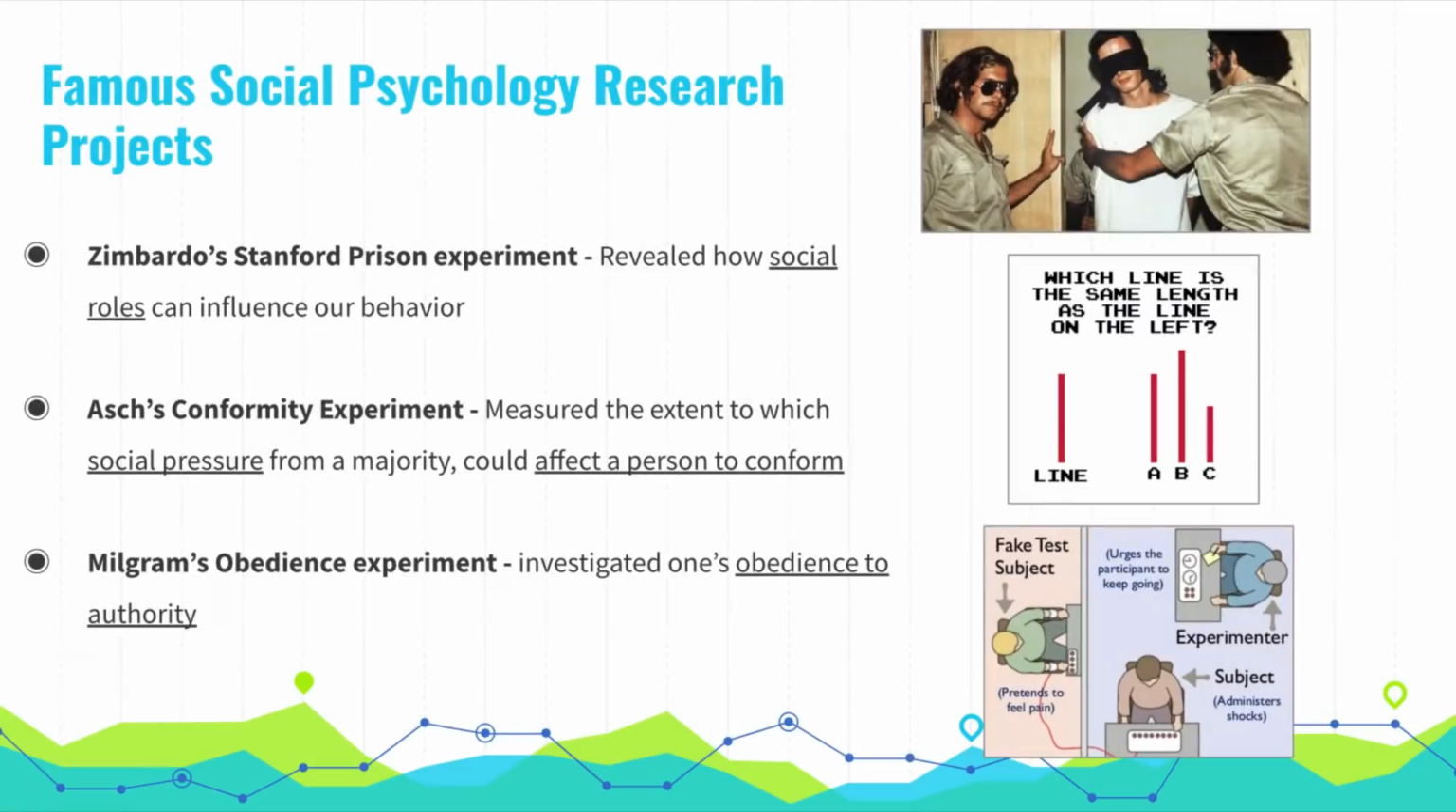Pretty simple. But before we move on, it's important to understand that 3 of the most famous research projects in psychology were all done by social psychologists, and you need to have a good understanding of all 3 for the test. Zimbardo's Stanford prison experiment revealed how social roles, such as being a prisoner or a security guard, can influence our behavior. And Asch's conformity experiment measured the extent to which social pressure from a majority could affect a person to conform when deciding which line is the same length as the line on the left. Milgram's obedience experiment investigated one's obedience to authority and had someone shock a peer just because someone told them to.